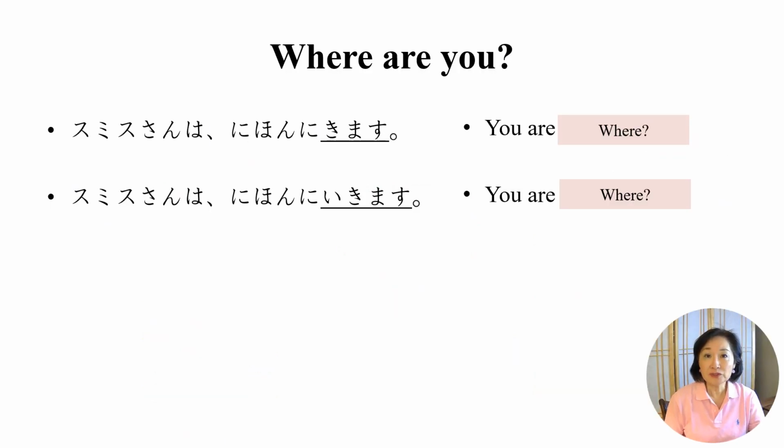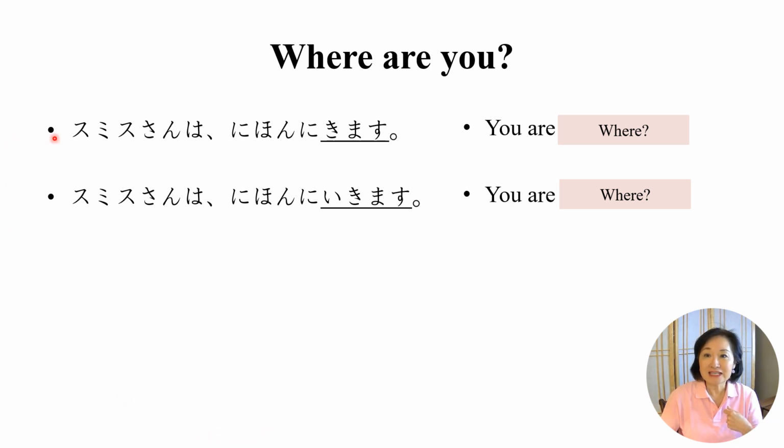Both verbs 行きます and 来ます are described by the speaker's viewpoint, not the listener's viewpoint. So if I'm going towards the listener, I still use the verb going, not coming. And 来ます, to come, is only used to indicate the movement towards the speaker.